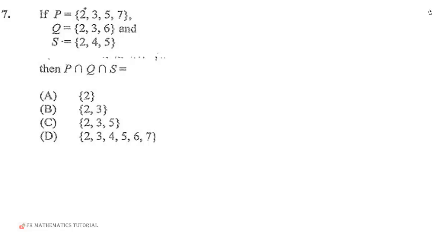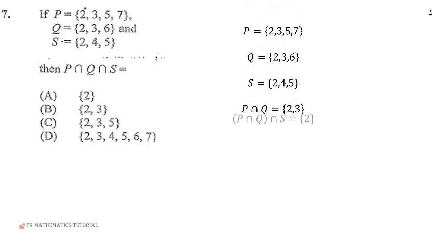Question 7. If P is the set of numbers 2, 3, 5, 7, Q is equal to 2, 3, 6, and S is equal to 2, 4, 5, then P intersection Q intersection S is the element that is in all the three sets. And which element is that? That element is 2. 2 is found in all the three sets. So the correct answer is A.